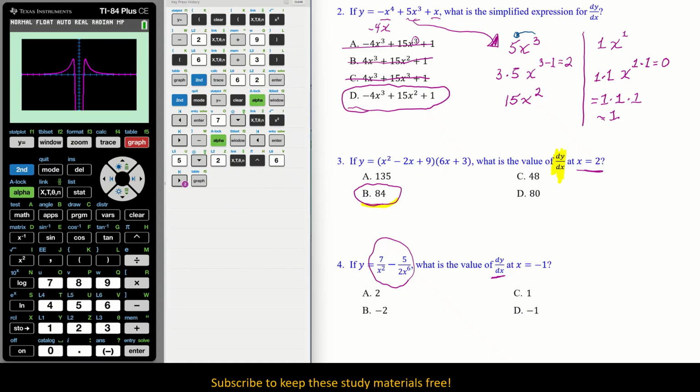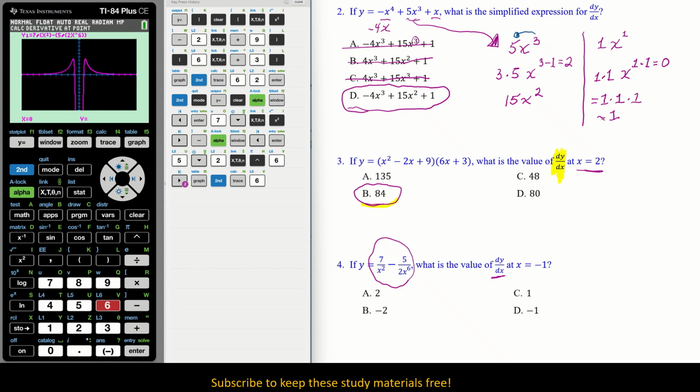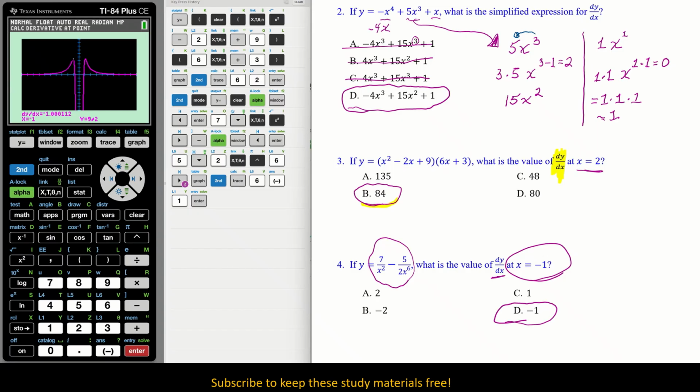So while I'm there, I say second. I go to trace, which is my calc. I need number 6 again. And then I just press -1. And now you see what you need right here. Push enter. And there's our answer. Well, it's -1 again. And like I said, you have that 000 and then some numbers after. That's like an estimation error. Don't worry about it. This option D is what we're looking for. Okay. All right. Let's move on.